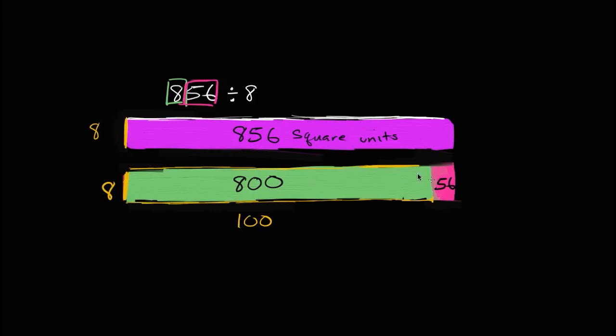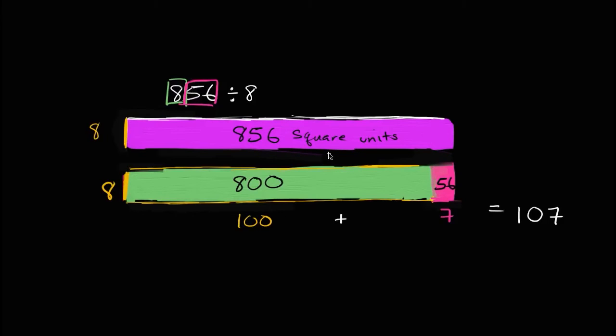And then you have this other magenta part. What is 56 divided by 8? Well, that's 7. 56 divided by 8, this length right over here is going to be 7. So what's this entire length? Well, it's going to be 100 plus 7, which is equal to 107. So once again, you could have said, look, 8 goes into 800 100 times, 8 goes into 56 7 times, 107.